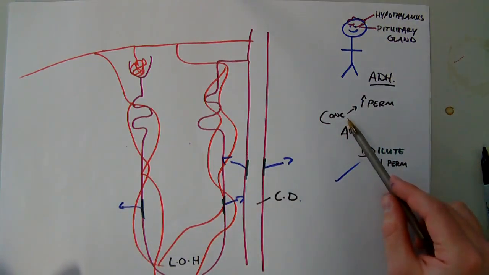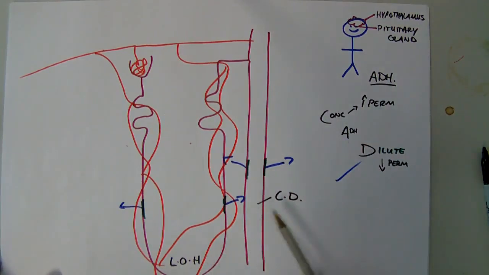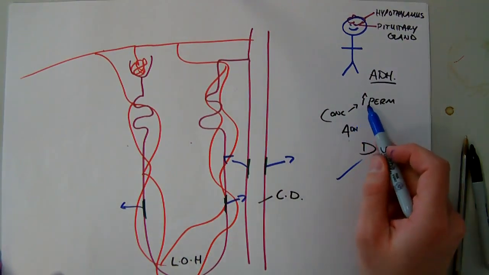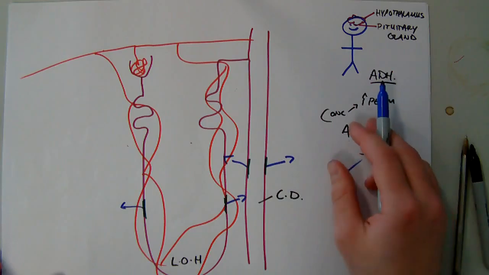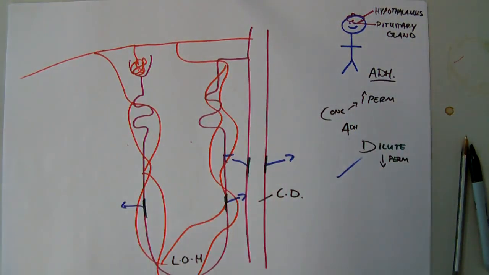If I release ADH, if the amount of ADH increases, the concentration of ADH increases, that's going to affect the loop of Henle and the collecting duct. And what it's going to do is make it more permeable to water. So ADH is a hormone that allows water to leave the collecting duct and the loop of Henle. Brilliant, so I've made concentrated urine and I'm able to get rid of the urea and I'm not dying.